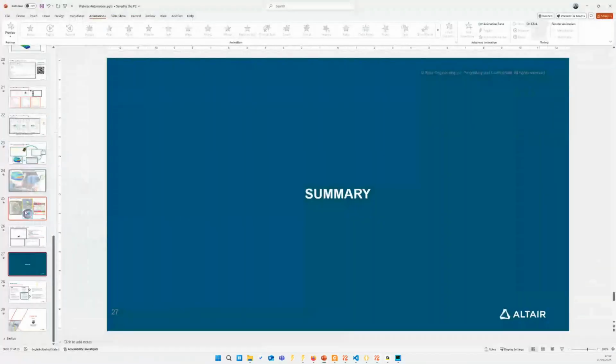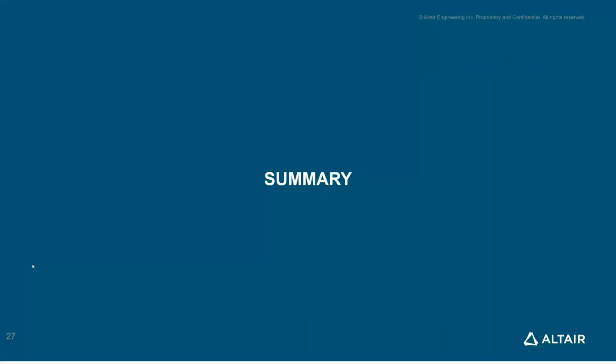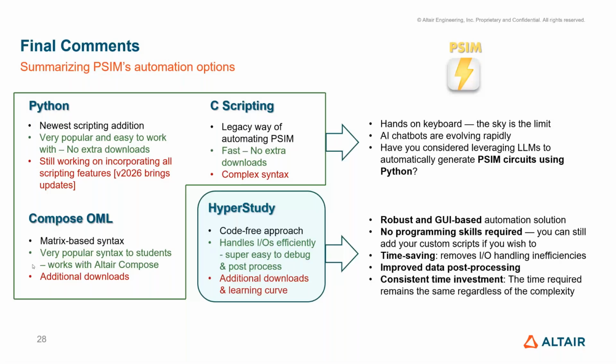So this is what HyperStudy can do. Please find the tutorial and see the step-by-step guide on how to do this on your own. I will close this webinar with some final comments on the final slide. When it comes to the PSIM automatic methods, there are 3 scripting approaches. For these approaches, it's hands on keyboard and sky is the limit. Basically, you can script whatever you want, and you are limited only by your imagination.